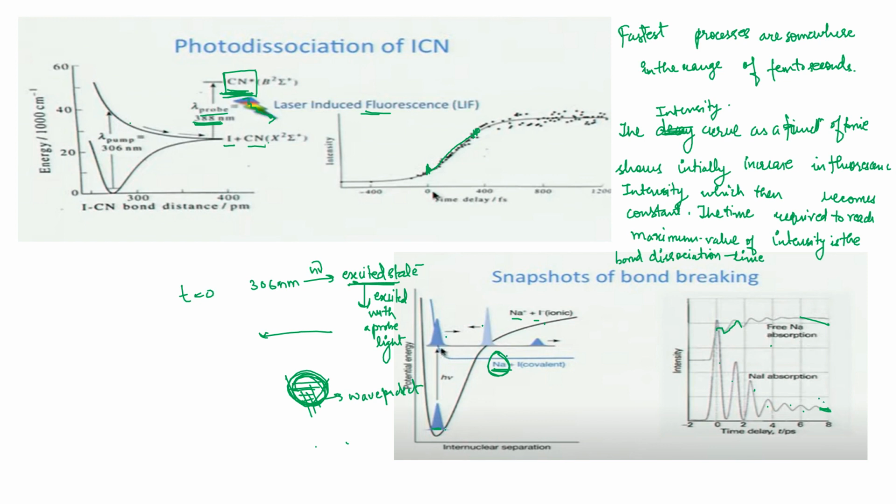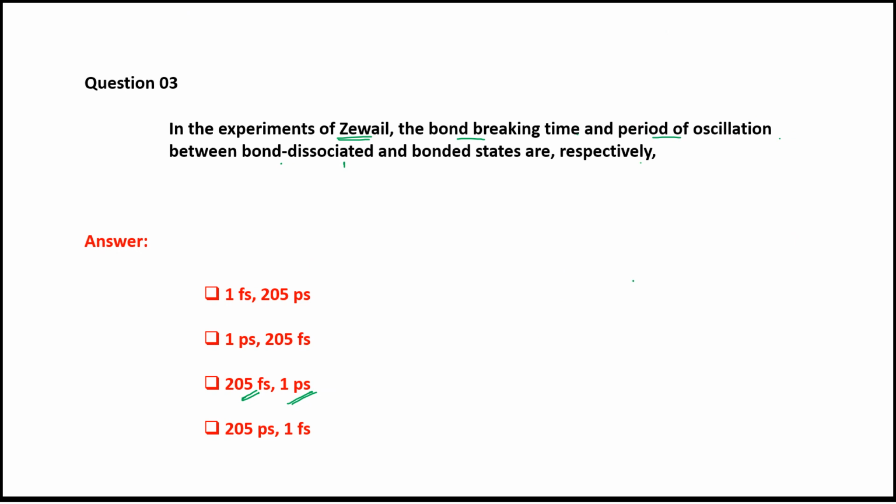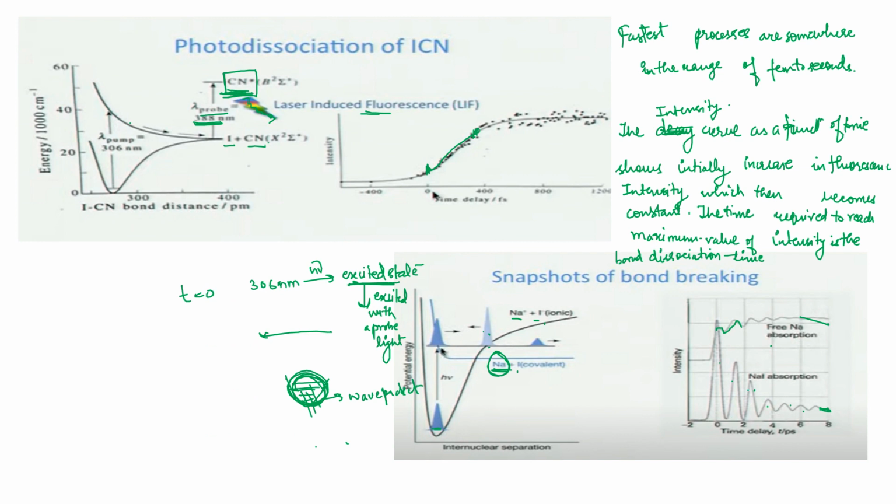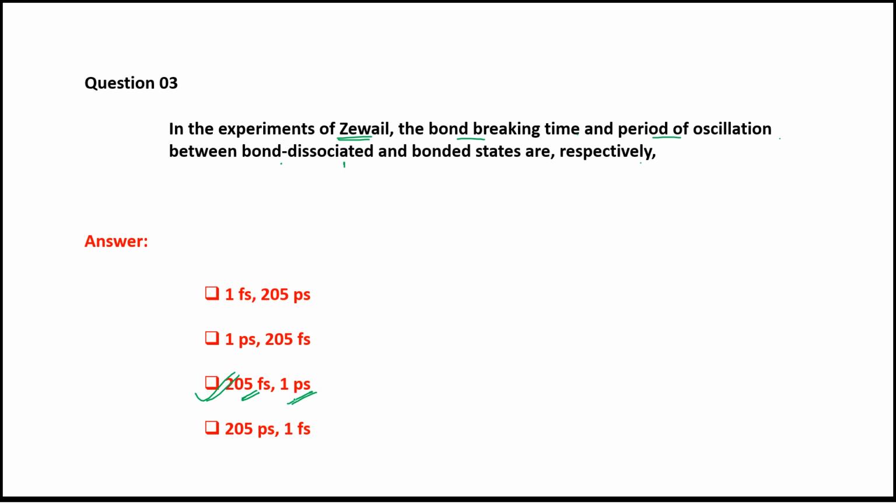And when you talk about this Na state, there is an overlap between the two. This overlap brings that some of the Na plus will be converted to Na, and when this Na plus is converted to Na, what you get is a wave packet which oscillates between these two. So for the first case, the bond breaking time is calculated as 205 femtoseconds, while the period of oscillation between the two, which could be calculated by the difference between these, came out to be 1 picosecond.